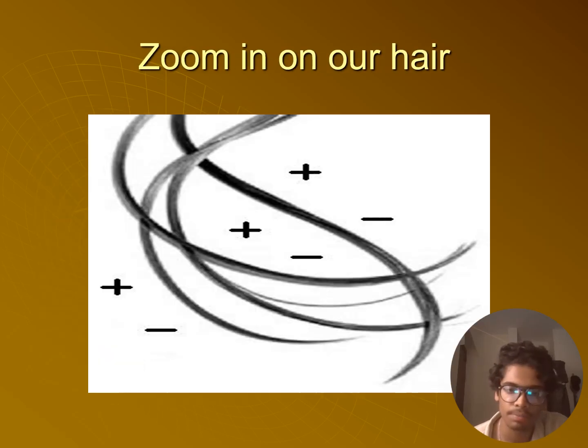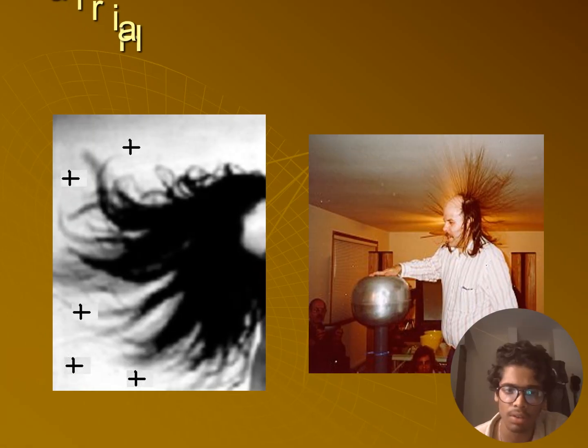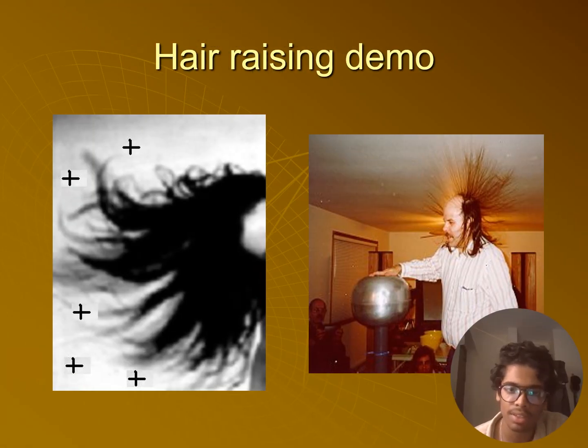So this is a presentation of what type of charges are present on our hair, and this is how our hair stands on end when we put our hands on a Van de Graaff generator. Because our hair is positively charged and there is positive charge accumulation, and as I said again, like charges repel each other, this man or any other guy in this place, the hair will stand up because there's a repulsion between them.